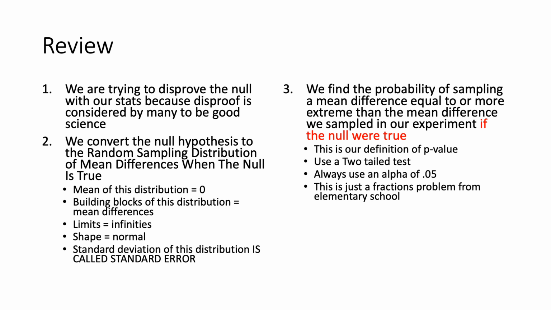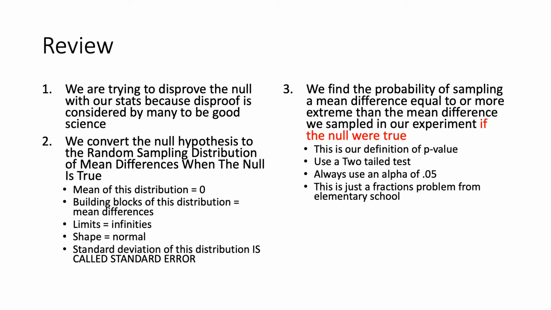The mean of this distribution is 0. The building blocks, it's made up of mean differences. The limits are the infinity limits. The shape is normal. Those two are related. The standard deviation of this distribution is called standard error, and we use this as a probability ruler. We find the probability of sampling a mean difference equal to or more extreme than the mean difference we sampled in our experiment if the null hypothesis were true. This is our definition of p-value.